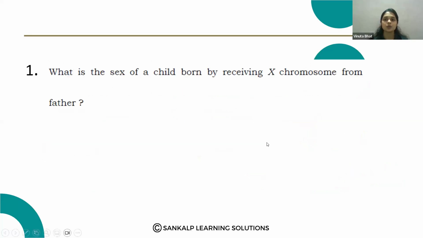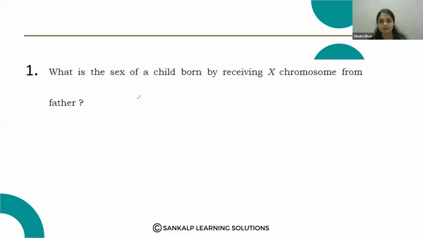Next question. So now we are discussing the 1-mark questions. What is the sex of the child born by receiving the X chromosome from the father?